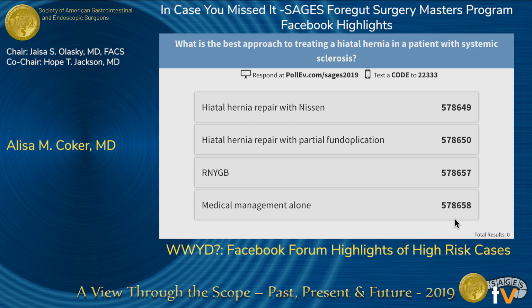So what's the best approach for treating a hiatal hernia in a patient with systemic sclerosis? Are you doing a hiatal hernia repair with a Nissen, hiatal hernia repair with a partial fundoplication? You're going to do a bypass, or you don't think an operation is a good idea, you're going to stick with medical management alone? So we'll give you a few seconds.